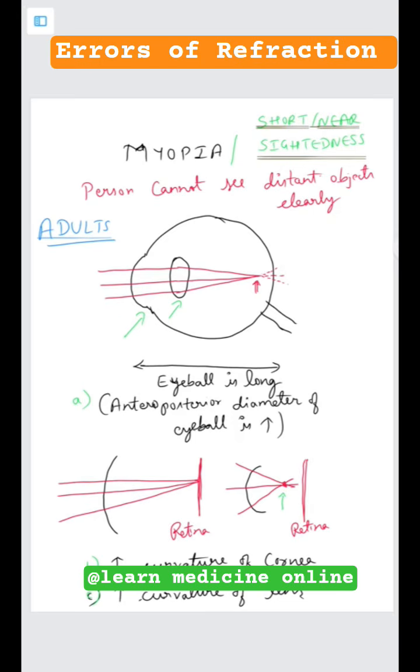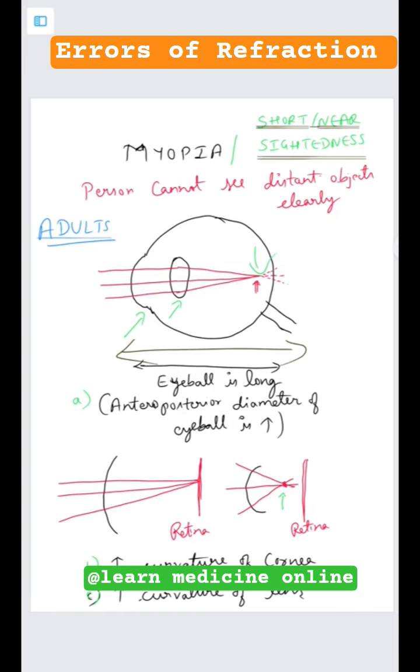For example, the student sitting in the back bench may sometimes complain that they cannot clearly see what is written on the board. Why does this happen? Why he is not able to see what is written on the board clearly is because in myopia, remember, the eyeball is elongated. That means the anteroposterior diameter of the eyeball is increased. Because of this increased length, the light rays are focused in front of the retina, but not directly on the retina.